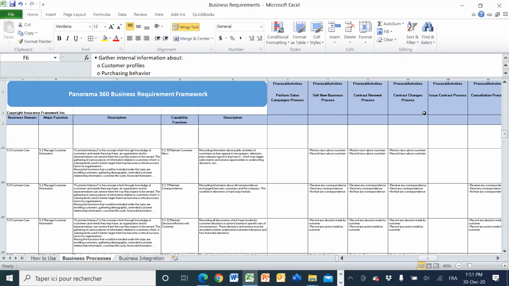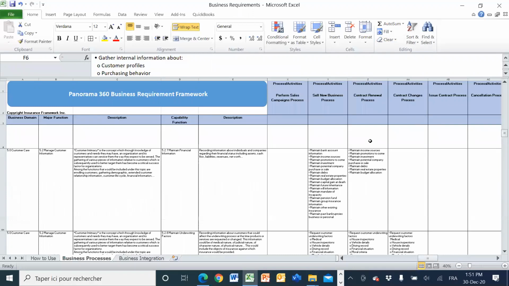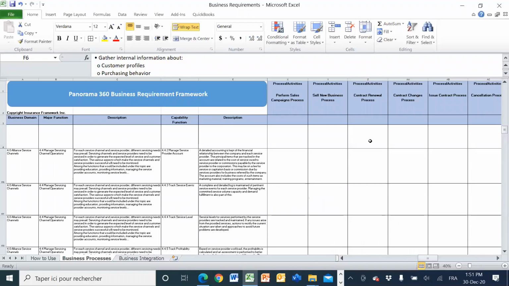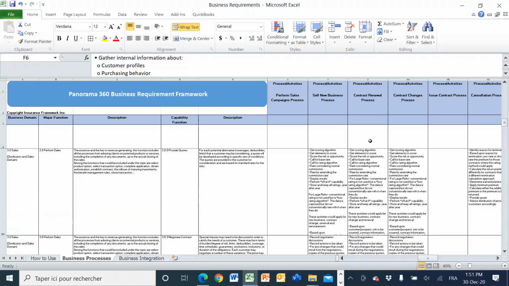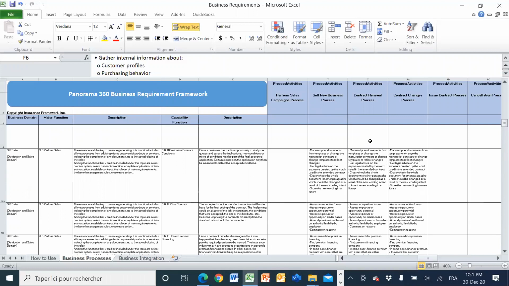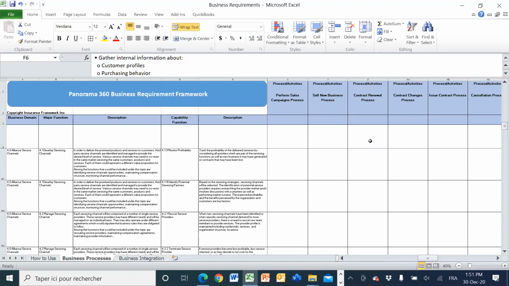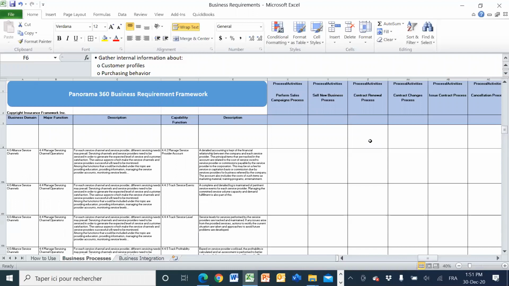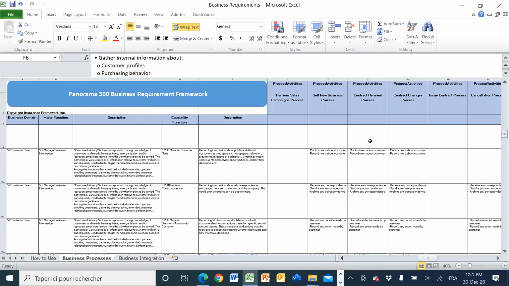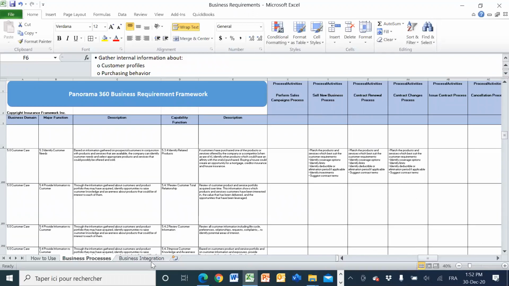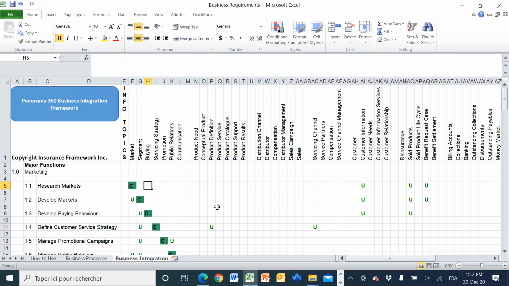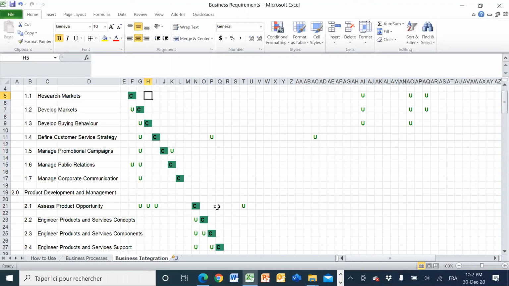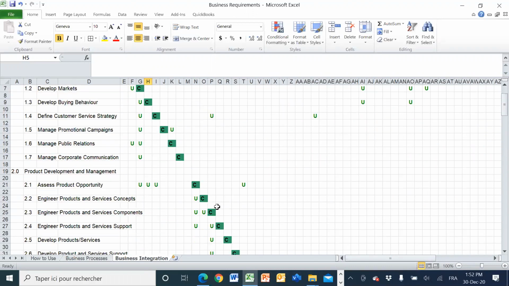The first framework includes all the processes, core processes within the organization. It includes all the activities within each one of those processes. It includes also a way of accumulating your business rules to each one of those activities. Plus, it provides a business integration chart showing the dependencies that exist between the different processes in an organization.